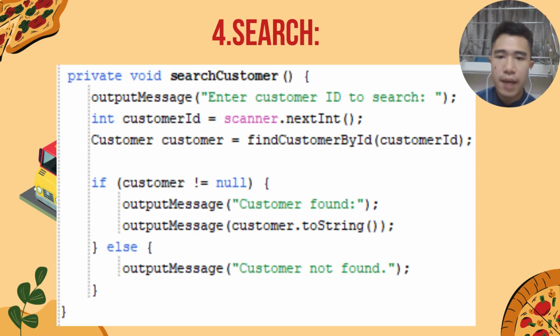By taking a look into the class, if the customer in the class is null, which means there's no data in the class, it will output the message that the customer is not found, or else it will say that the customer is found, and it will print out the details of the customer.